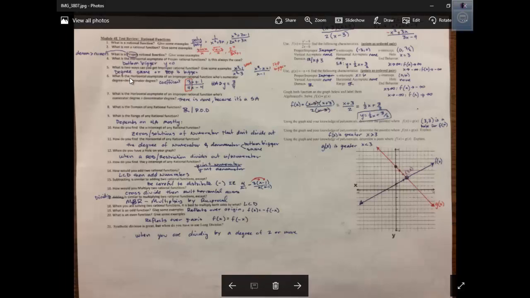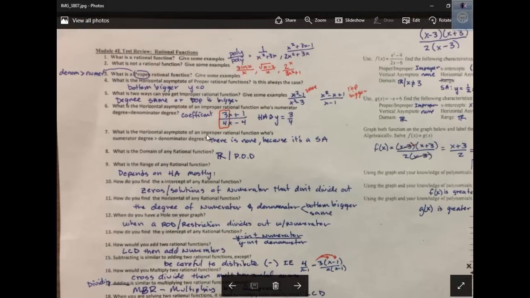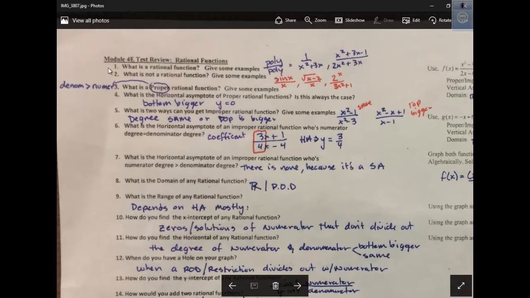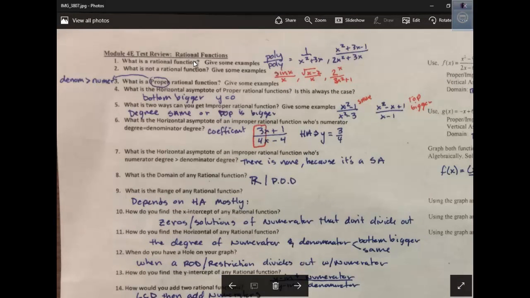All right, so on this side, let's take a look. It says, what is a rational function? So just remember that it's a polynomial divided by another polynomial. So it could look like this, it could look like this. Now what is not a rational function? So anything that doesn't have a variable with a certain degree. So that means that, see, we have 2 to the power of x. That's an exponential. That's not considered a rational function because it's not a polynomial.